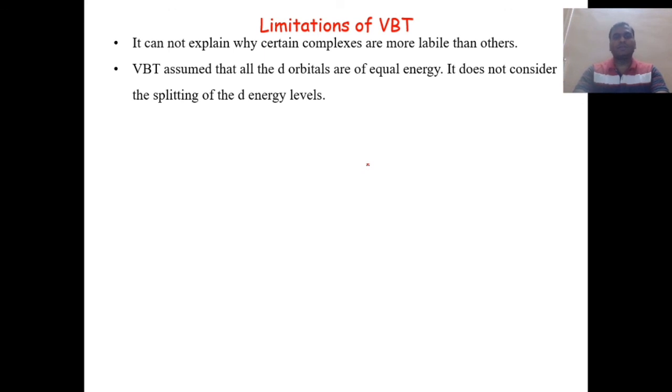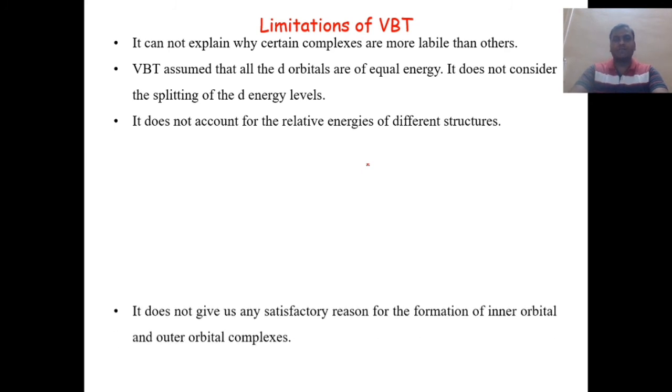Then valence bond theory assumes that all the d orbitals are of equal energy. It does not consider the splitting of the d energy levels. We know the d orbitals are split into the t2g and eg sets, and we know the eg set has more energy compared to the t2g. But according to valence bond theory, all the d orbitals are of equal energy. So this is one of the limitations. It does not consider the splitting of d energy levels, and it also does not account for the relative energies of different structures.